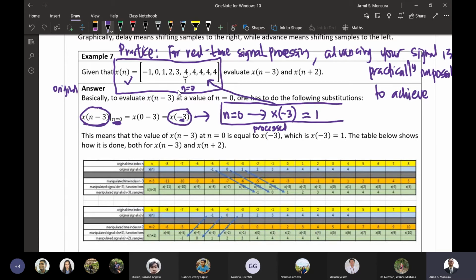Naintindihan yun? So, ayun. So, ibig sabihin at n equals 0, ang value nung process signal ninyo is 1. So, instead na 4 siya originally, magiging 1 na ngayon siya. Okay? Naintindihan nyo?